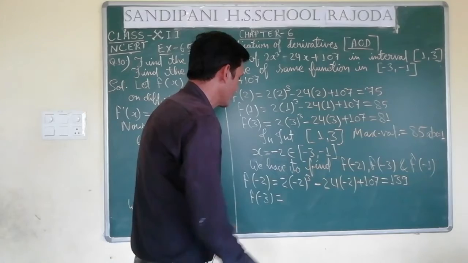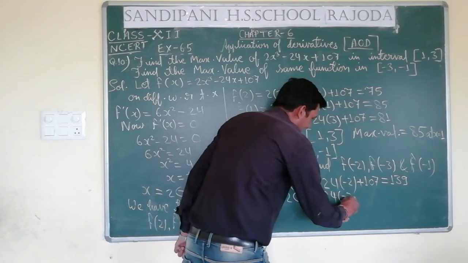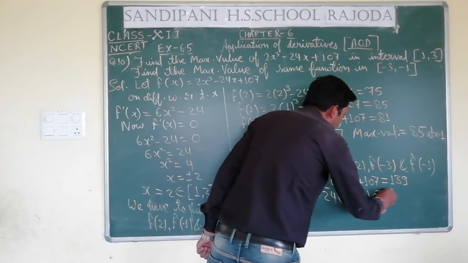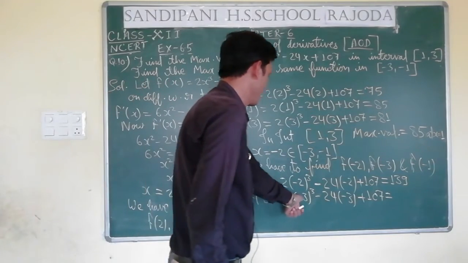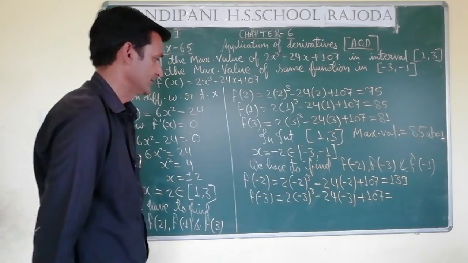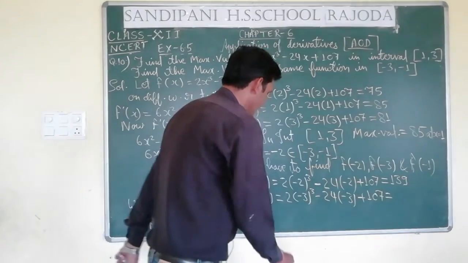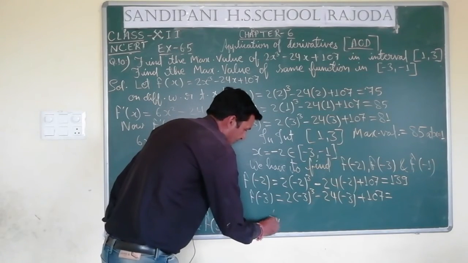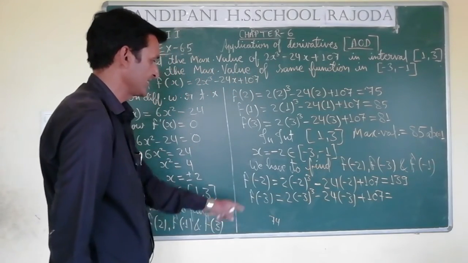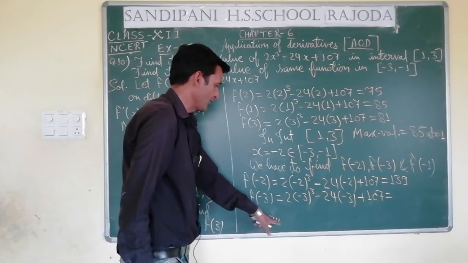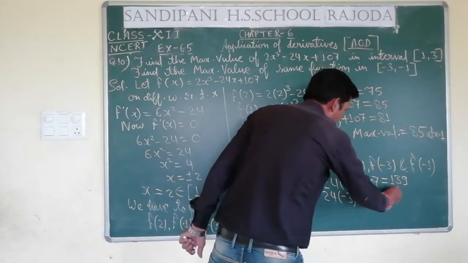First of all, you discuss this. 2 into minus 3 whole cube and minus 24 into minus 3 and then plus 107. So it will be how much? Minus 3 cube is minus 27. Minus 27 2s are minus 54. Minus 54 plus 3 4s are 12 and 3 2s are 6 and 1 7, 74. 74 minus 54, that is 20. It is positive 20, so it will be 127.